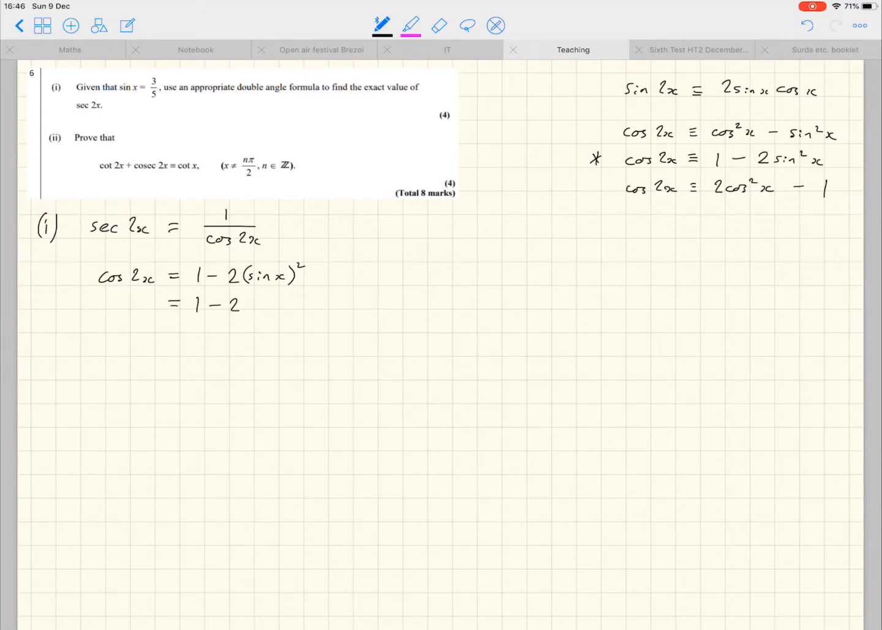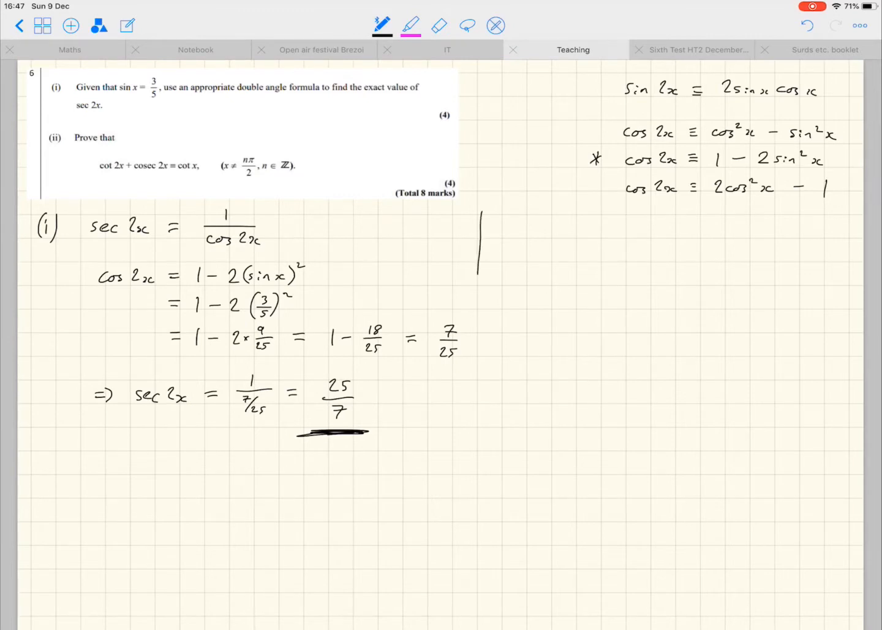So it's 1 minus 2 lots of the value given in the question squared, which is 1 minus 2 lots of 9/25, which is 1 minus 18/25, which is 7/25, and therefore sec 2x is 1 over 7/25, which is 25 over 7. Final answer.